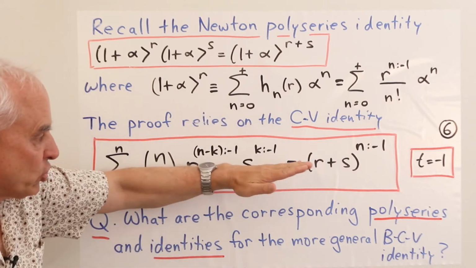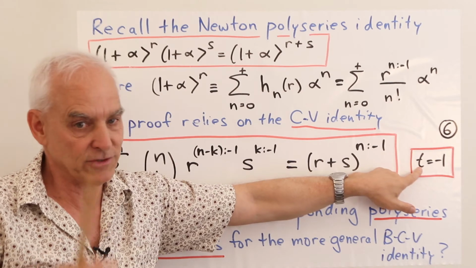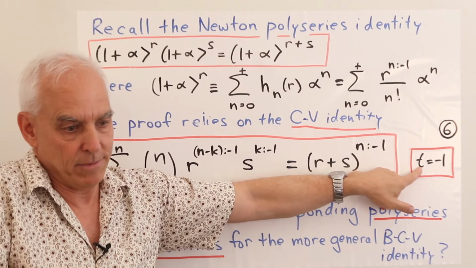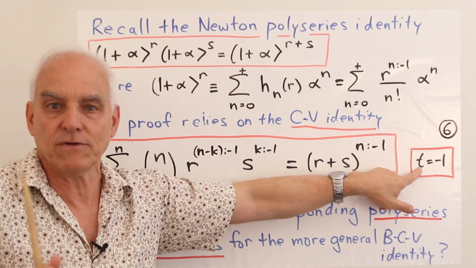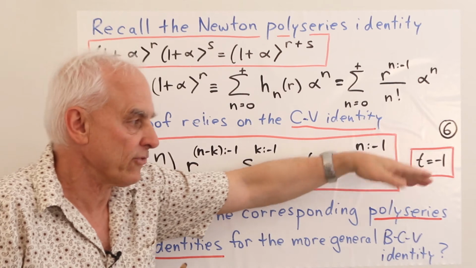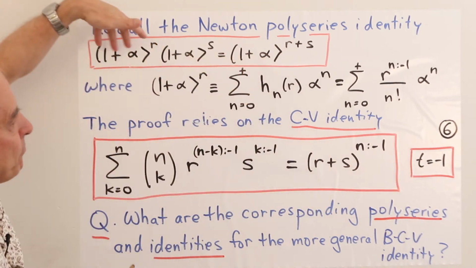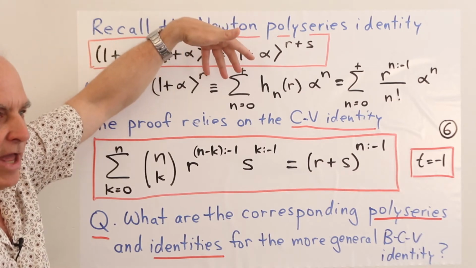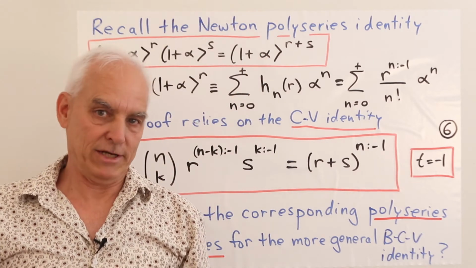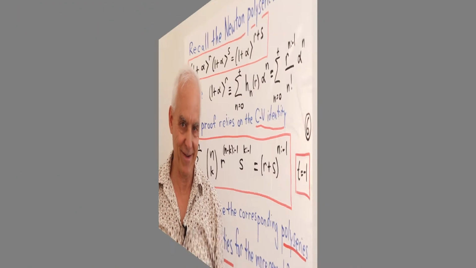So now we have generalizations of this because we can modify that t. We can first of all send it to t equals 0, we can send it to t equals 1, and then in principle we could actually look at other values of t as well. So it's very natural for us to ask, okay, in those other values, what are the corresponding polyseries identities that are going to play an analogous role to the Newton polyseries identities? So this is a very fruitful question.